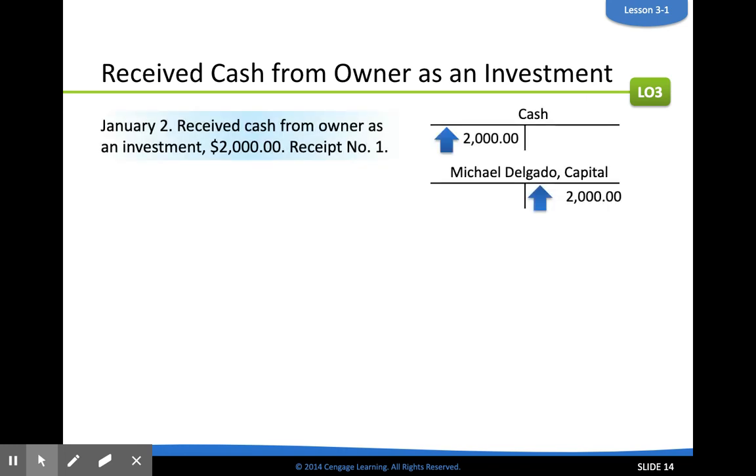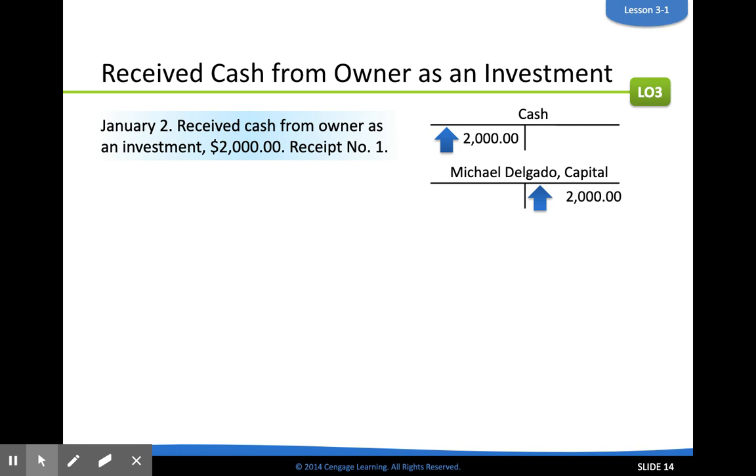Notice that these transactions and scenarios are no different than what we've done in Chapter 1 and Chapter 2. So you can see here that we have that T-chart. That's exactly what we would have done in Chapter 2. We know we need to have a left side and a right side. So we debited cash on the left, credited capital on the right. A debit and a credit.